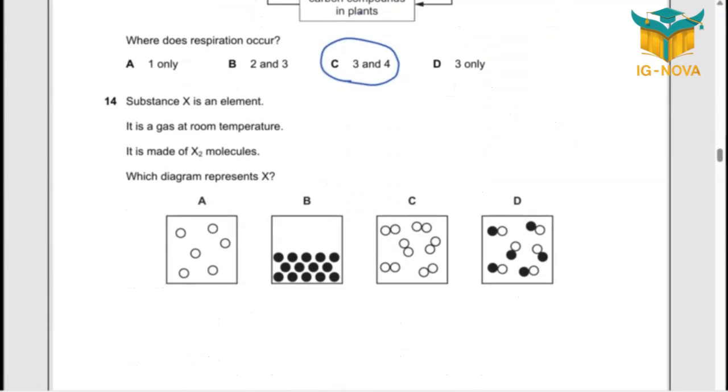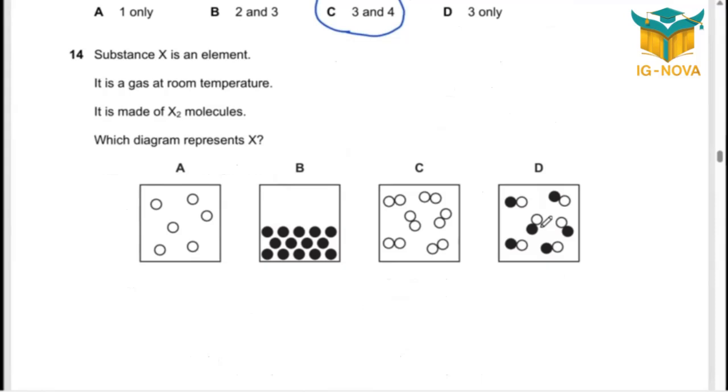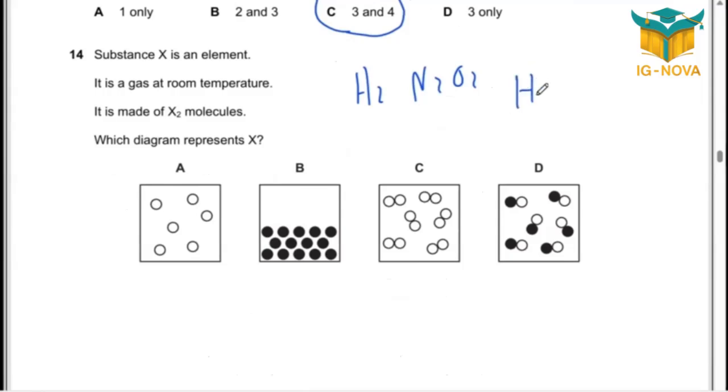Chemistry. X2 means diatomic, element diatomic. Don't forget the diatomics are H2, N2, O2, and halogens. So need diatomic, okay, and to be gas. This is not gas. Diatomic, 2 identical atoms combined together. This is monatomic, and this is a compound, so option C.